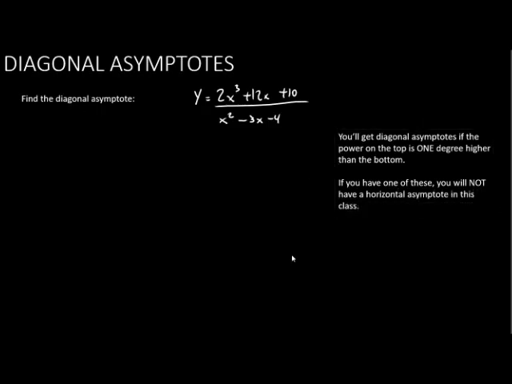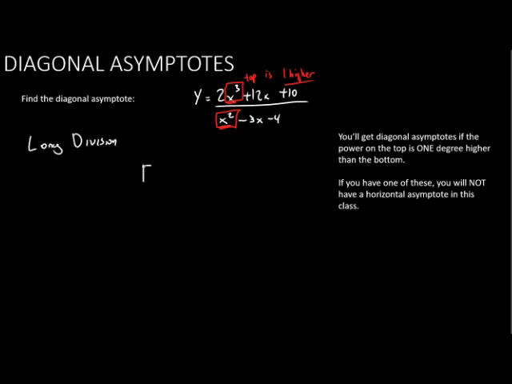In order to find the diagonal asymptote, we first must verify the powers, and we'll see in this function our leading term is 2x to the third power. On the bottom, our leading term is x squared. Therefore, we have a difference of 1 power, with the top being higher by 1 power. And that means we need to check for a diagonal asymptote. To find a diagonal asymptote, we'll begin by doing long division.